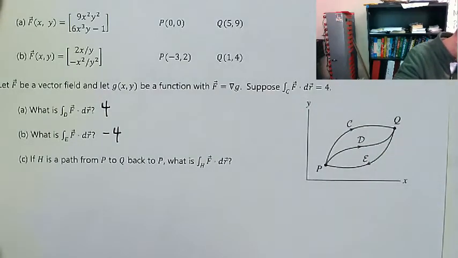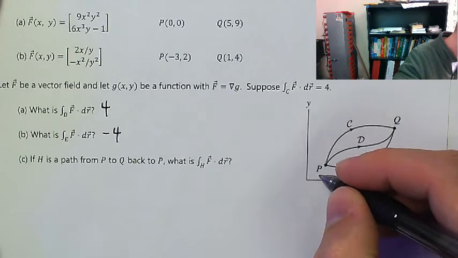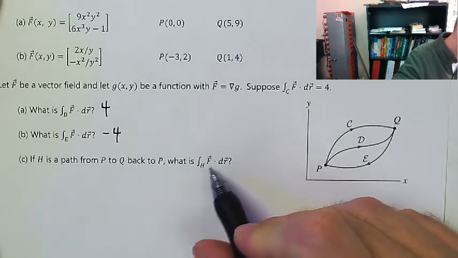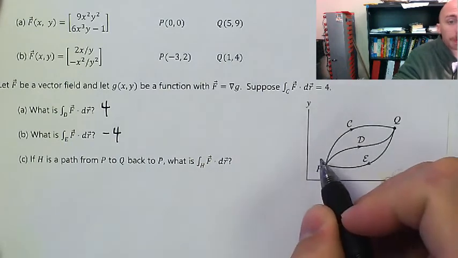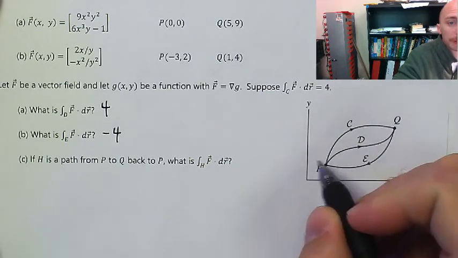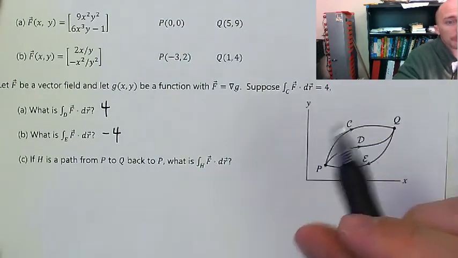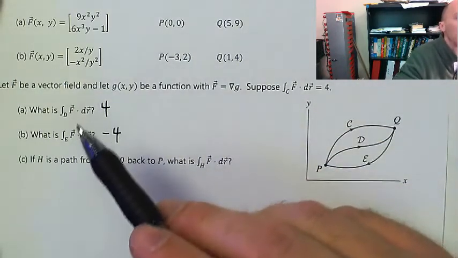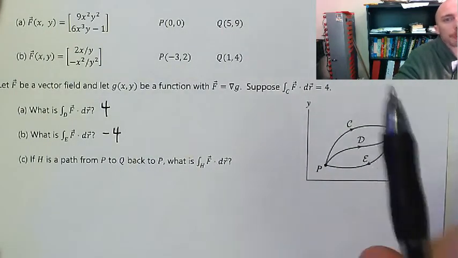Okay. If H is a path from P to Q back to P, what is the integral over H of f dotted with dr? That's going to be a closed loop if it goes from P to Q to P. That could be like C and E, or it could be some other much longer loop. What's important is that it's closed, and an integral of a conservative vector field over a closed loop is going to be 0.